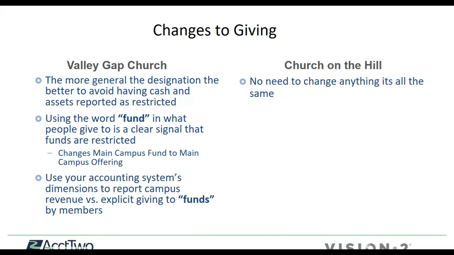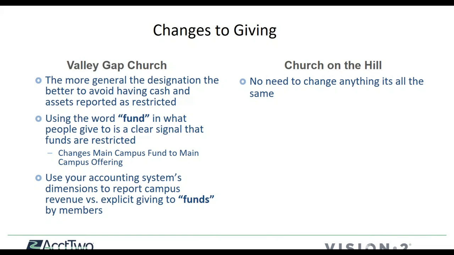Thanks, Tammy, and she's absolutely right. As we think about how we present information and the terminology that we use to present to a member when they're making giving choices, we want to be as general as possible in our language and our framework in which we communicate to them. A good example of this is when we use the word funds. If we say we're giving to this specific campus fund, what we're indicating to the member is that you're giving to this campus and those funds are going to be used at the campus.